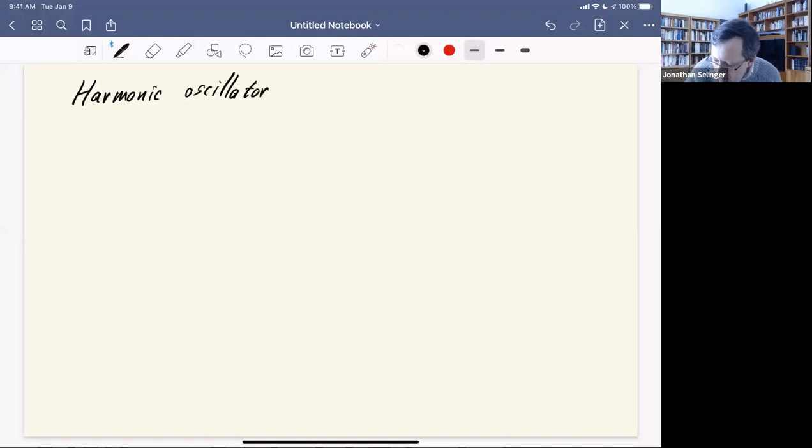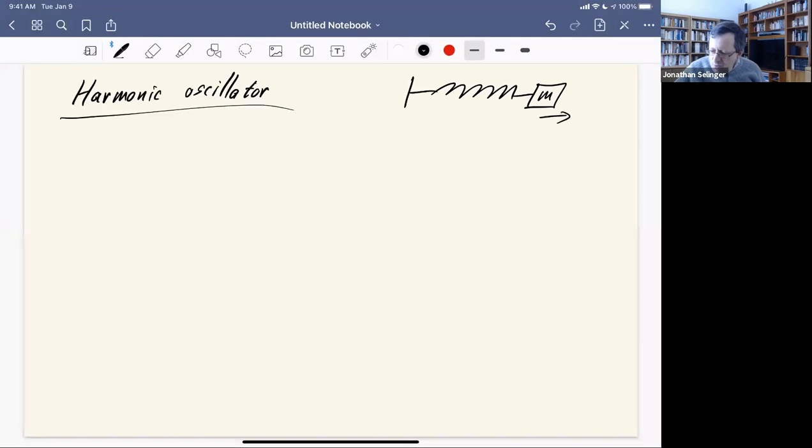Let me begin by reminding you a little bit about the harmonic oscillator in classical mechanics, and then we'll see what the analogous thing to do in quantum mechanics is. Classically, a harmonic oscillator is something like a mass on a spring. So here's a spring, here's a mass, and the mass moves by some distance x, and then there's a restoring force.